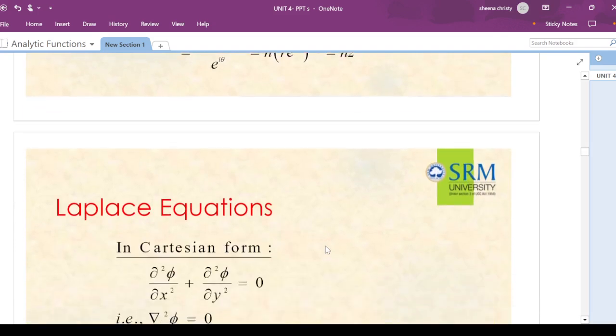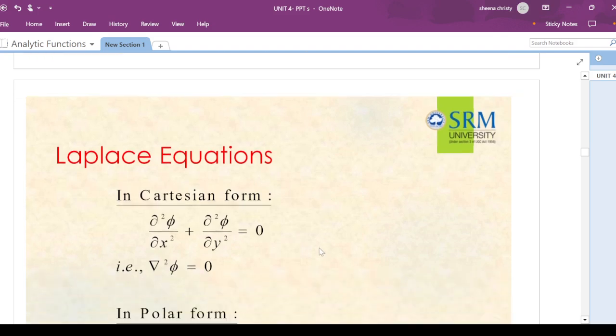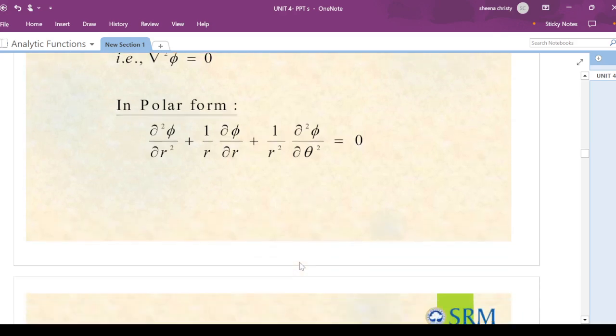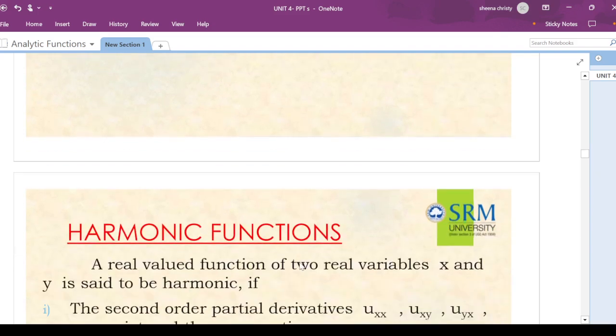Okay, here we are having the Laplace equation. What do you mean by the Laplace equation? The Laplace equation in Cartesian form is ∂²φ/∂x² + ∂²φ/∂y² = 0. In polar form, you have ∂²φ/∂r² + (1/r)(∂φ/∂r) + (1/r²)(∂²φ/∂θ²) = 0. Next, we are going to move on to the harmonic function.